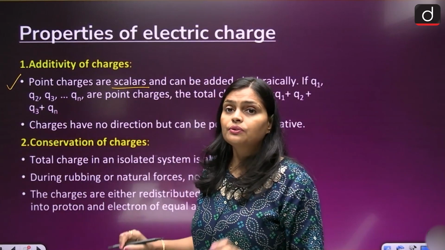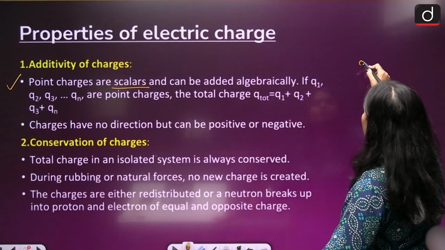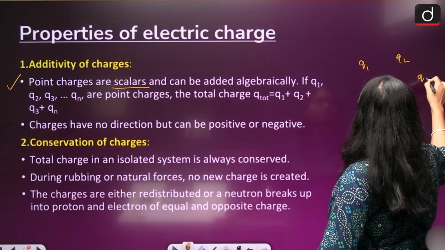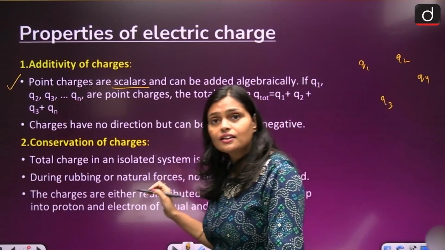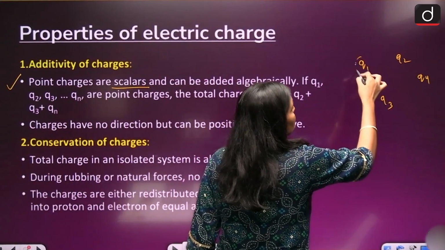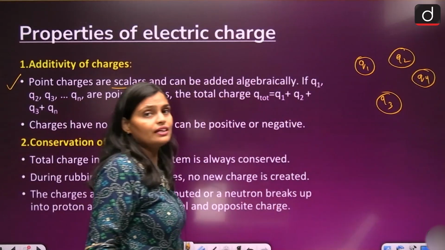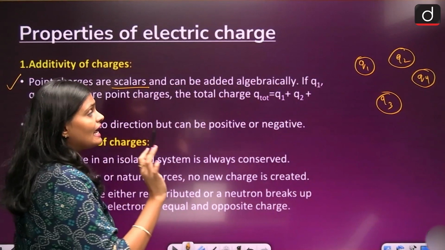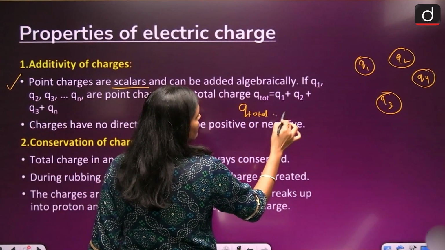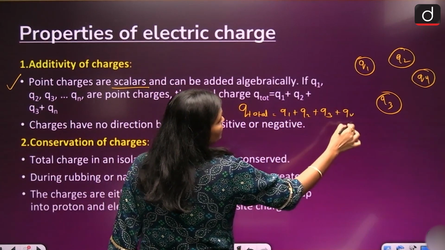Now it is said that when you have point charges, like suppose here you have q1, this is q2, this is q3, this is q4. What are these? These are the point charges, right? So now you can add these charges. These are additive in nature. Very easily you can add these charges. The total charge becomes q1 plus q2 plus q3 plus q4.